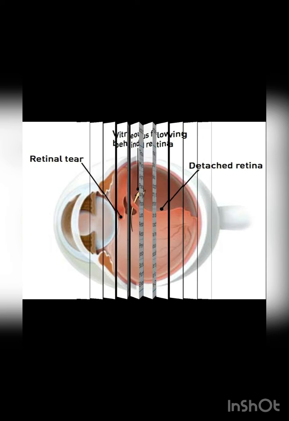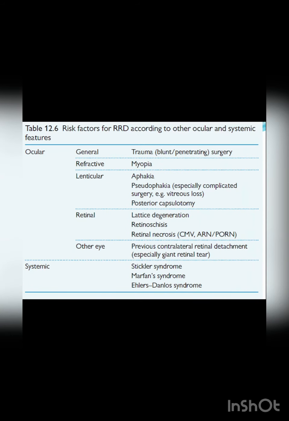Risk factors in rhegmatogenous RD, according to ocular and systemic, are both important features we should know. Regarding the eye, we have general, refractive, lenticular and retinal. In general, there is blunt trauma, penetrating trauma or any surgery. Myopia is a high risk factor for RD, and in lenticular we have aphakia, pseudophakia, especially complicated surgery, vitreous loss, posterior capsulotomy. And in retinal, we have three more common types which are risk factors for RD.